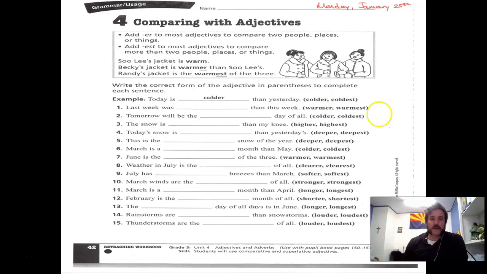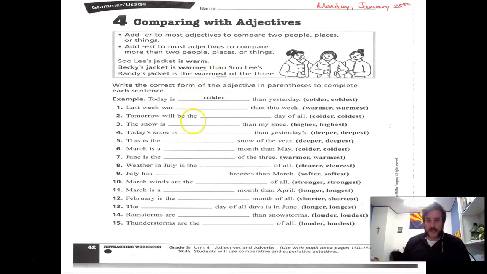Let's look at the example here. Today is blank than yesterday. I know the word's written in there, but notice you're only comparing two things, right? Today and yesterday. Two things. That means you use the ER. Today is colder than yesterday. And again, if you mistakenly put in coldest, just read the sentence. Today is coldest than yesterday. Something in your brain is saying that doesn't sound right. Well, if there's two things being compared, it's ER.